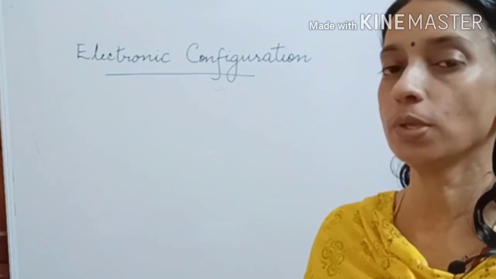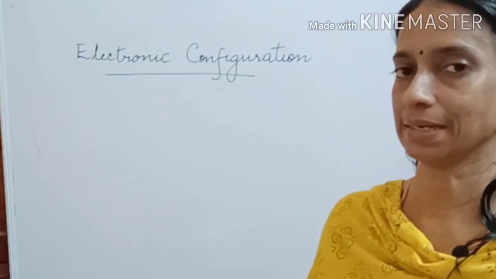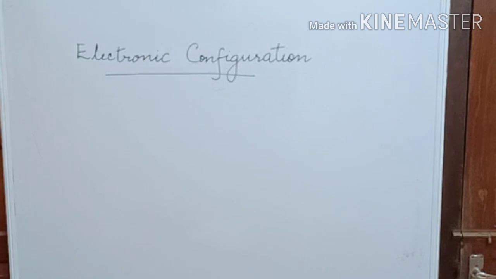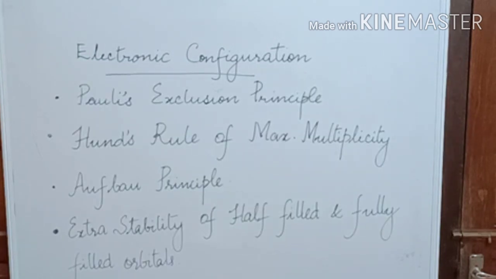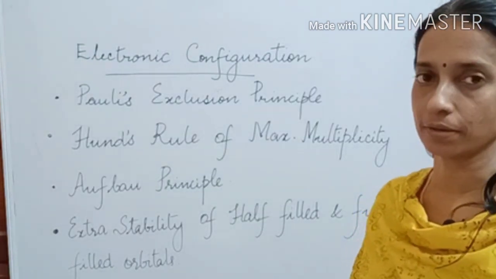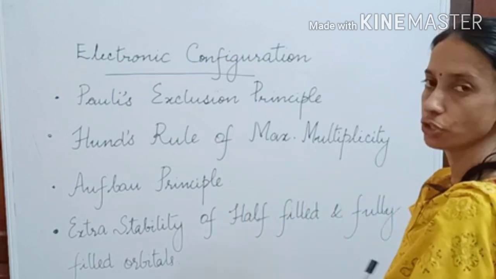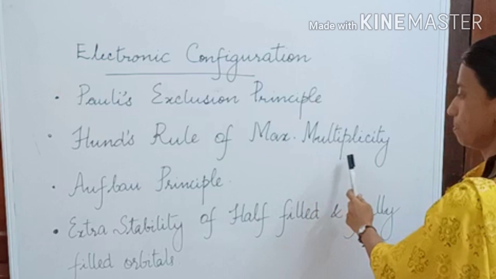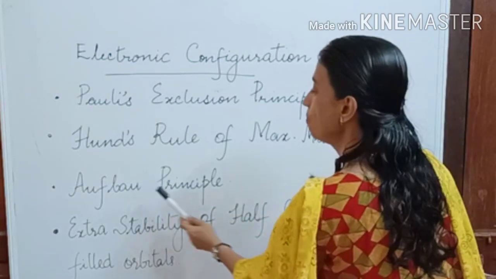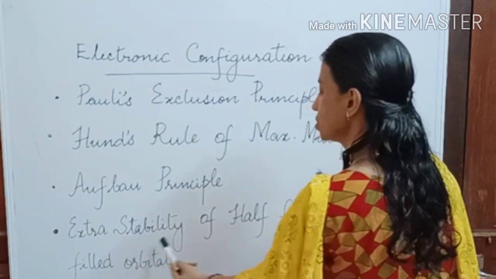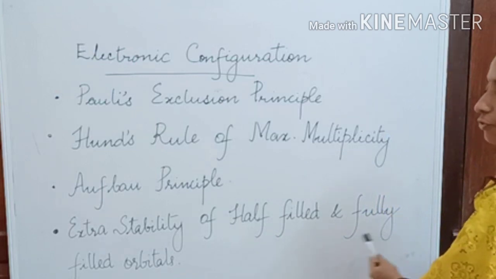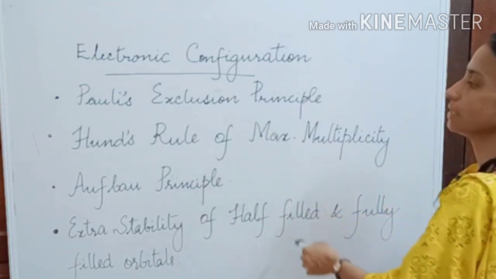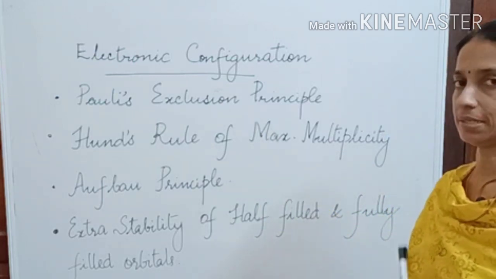So what are the rules concerned? That we'll see now. The different rules are Pauli's exclusion principle, Hund's rule of maximum multiplicity, Aufbau principle, and extra stability of half-filled and fully filled orbitals. We shall see each one in detail.